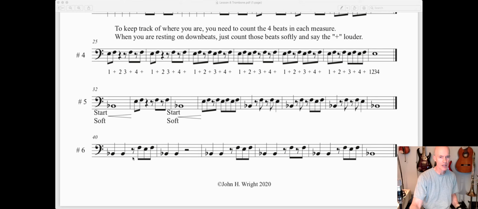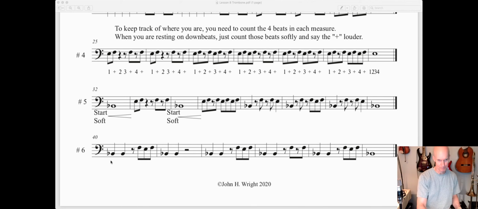Then this one is pretty cool because here we're jumping in on an upbeat. We're resting on the downbeat of 3, playing on the upbeat of 3. So it goes 1, 2, 3 and 4 and, 1, 2, 3, 4, 1, 2, 3 and 4 and, 1, 2 and 4 and, 1, 2, 3 and 4 and, 1, 2, 3, 4. Right.